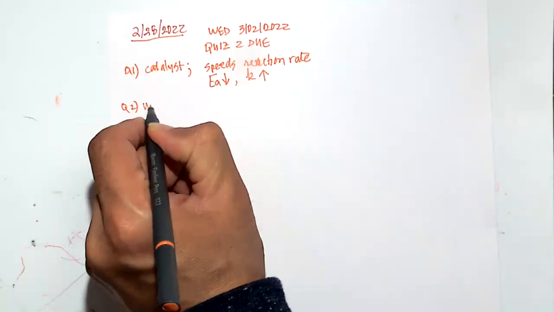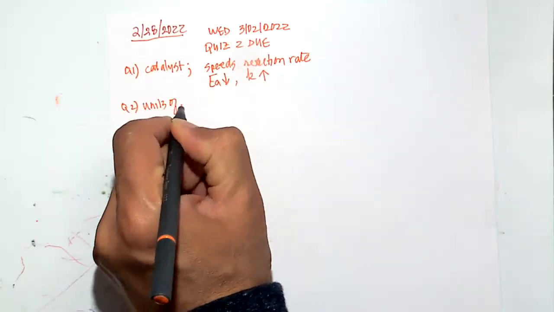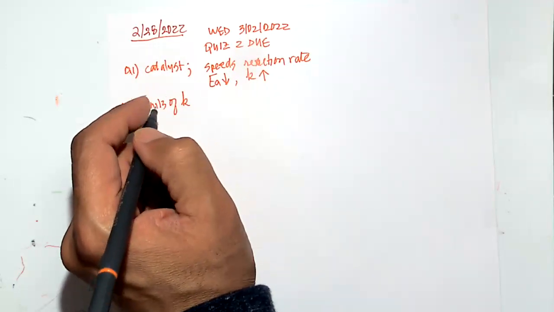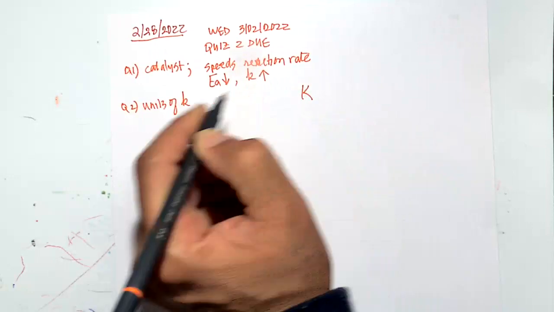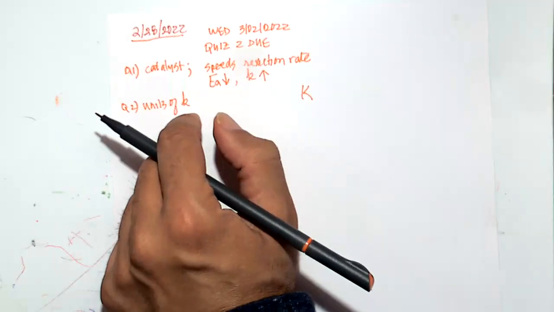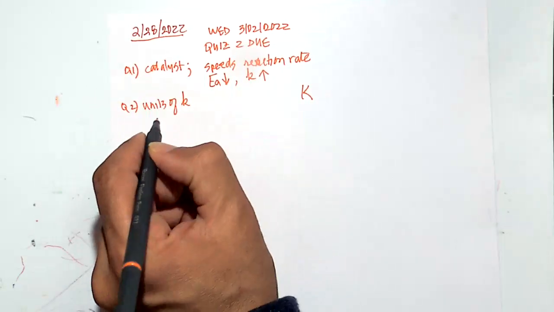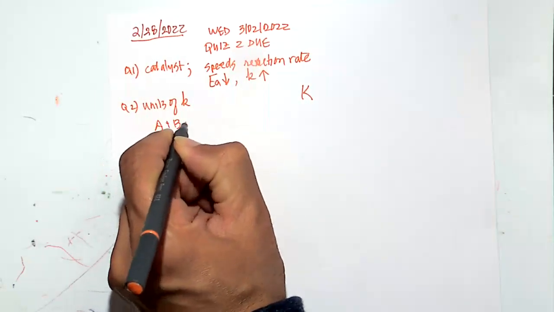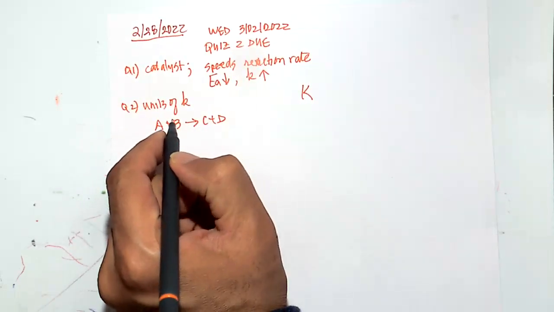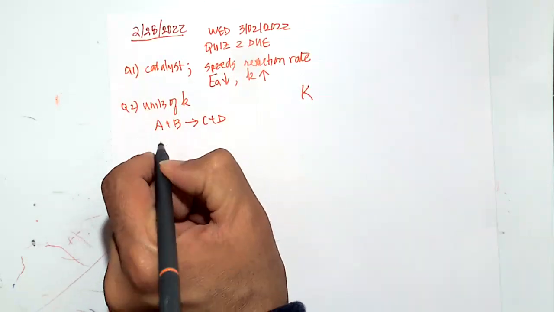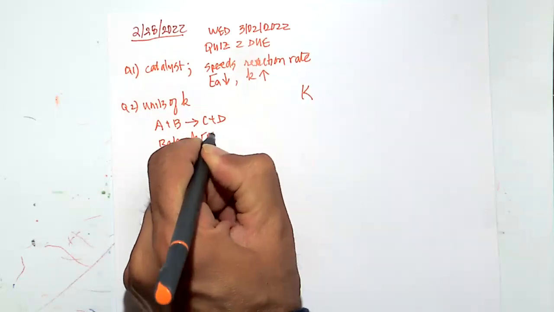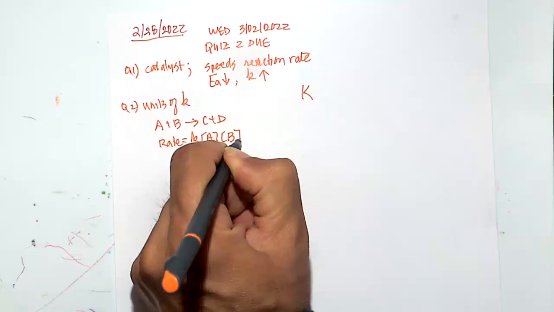How about units of K? I'm talking about lowercase k. Lowercase k is the rate constant, not to be confused with the equilibrium constant, which is capital K. This has units that vary. So let's say we have A plus B goes to C plus D, and let's say it's first order with A and first order with B. So rate is equal to K times [A] times [B].